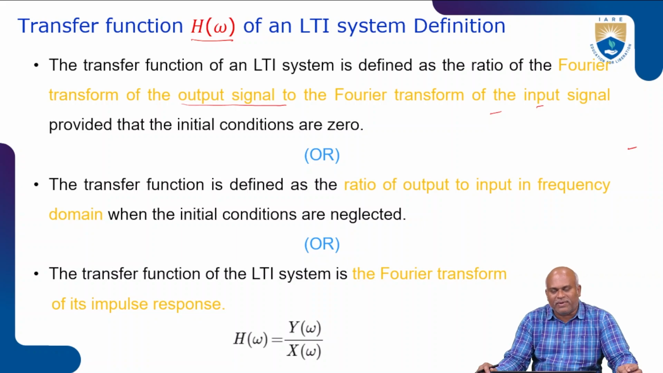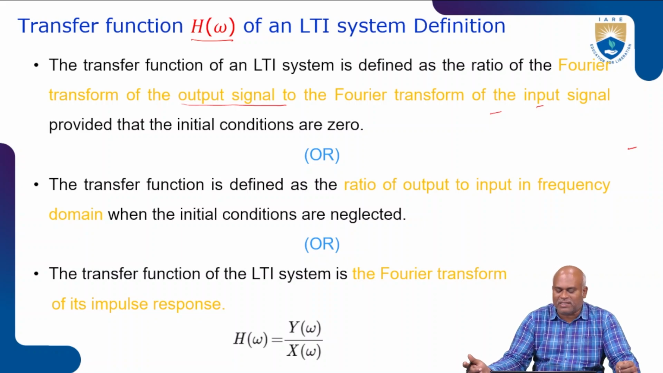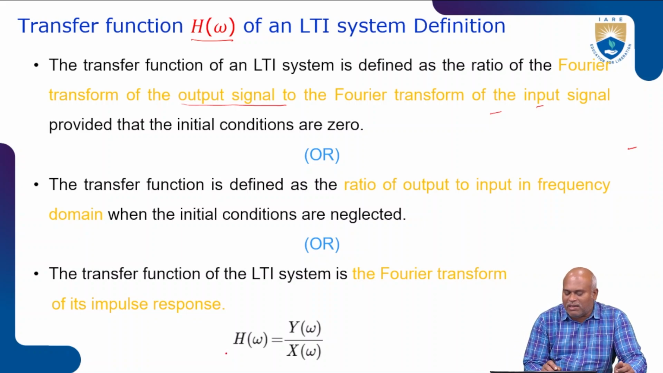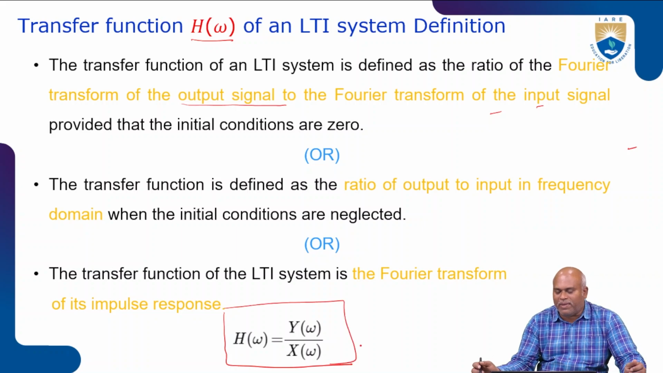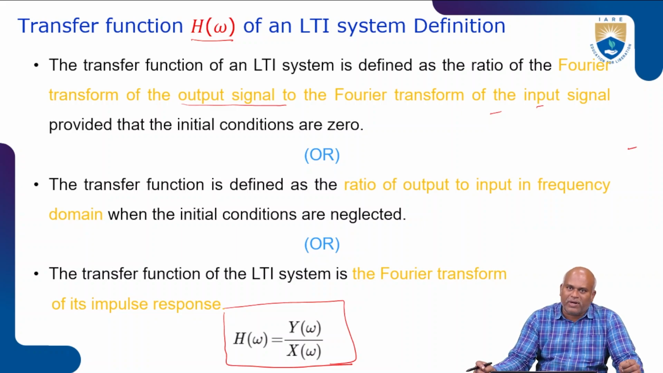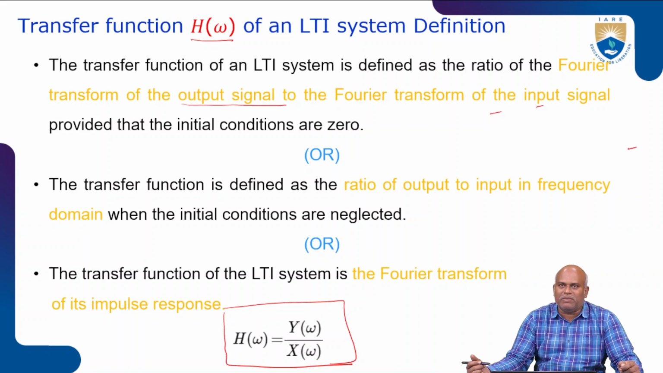In another case, the transfer function of an LTI system is the Fourier transform of the impulse response. That will be called H of omega is equal to Y of omega divided by X of omega. This means the ratio between the Fourier transform of the output and the Fourier transform of the input signal.